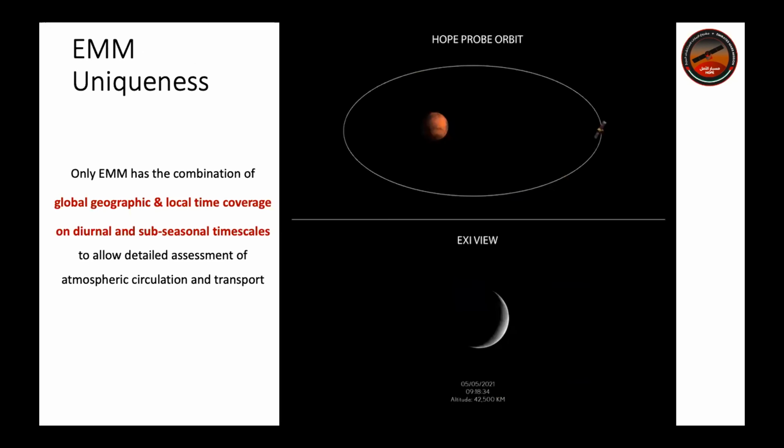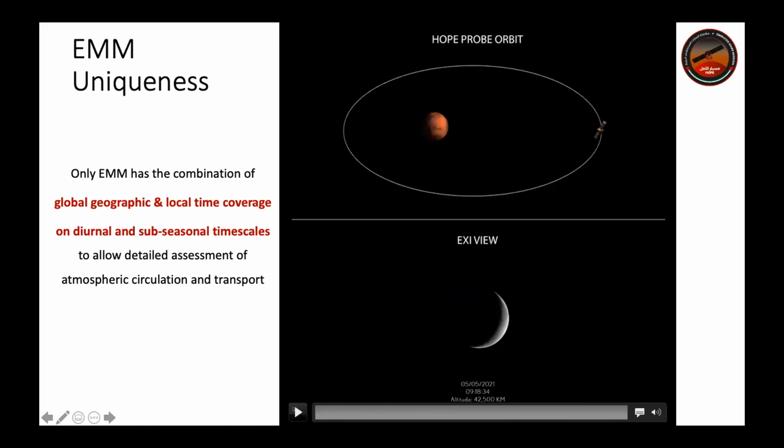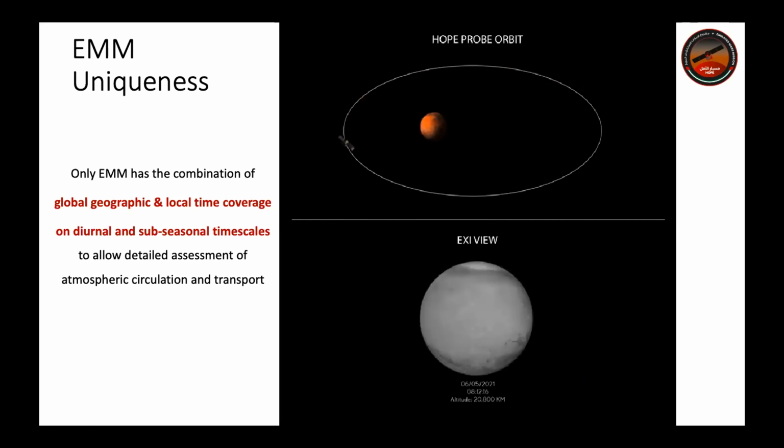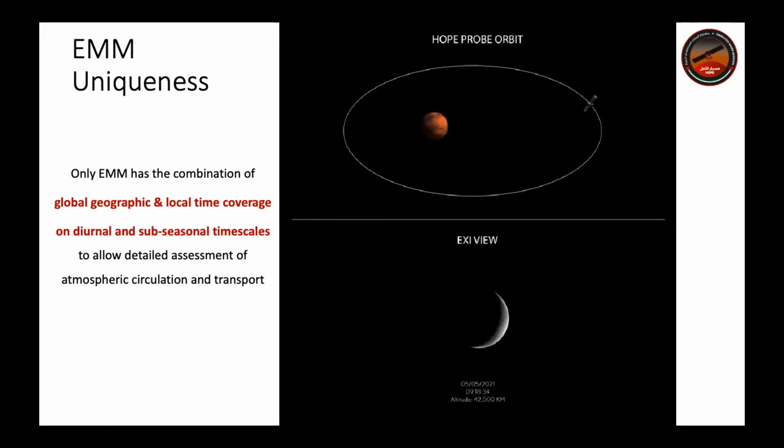The Emirates Mars mission is the only mission right now that is capable of giving us this comprehensive view of the atmosphere, where we have global geographic coverage as well as local time coverage with diurnal variation inside. So you can see in here the orbit that we have around Mars. As the whole probe is moving around the orbit, we have here views from EXI that can show you how we are viewing Mars as a whole. So we have this kind of synoptic view, and we're able to look at the different times across the day while looking at Mars and orbiting around the planet.